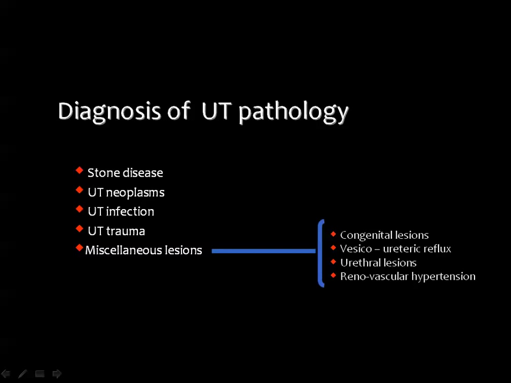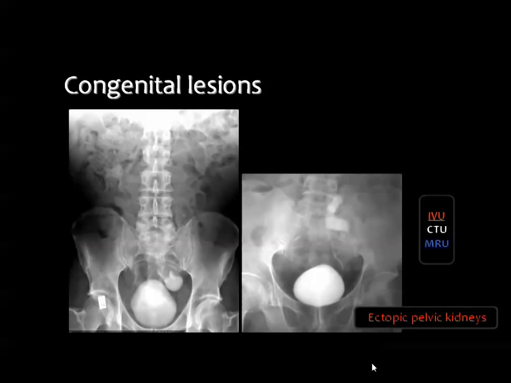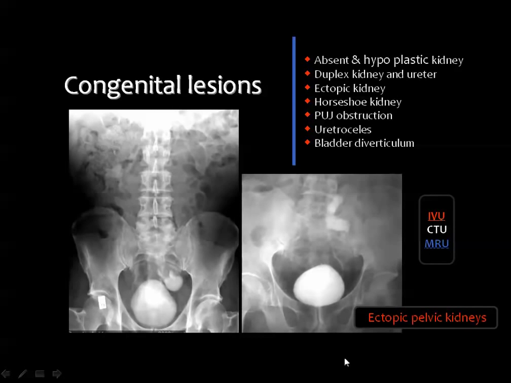Then we come to the miscellaneous conditions, starting with the congenital lesions. And whenever you are suspecting congenital pathology, the best way for evaluation is the IVU. And the IVU, as you know, requires injection of contrast media, and these are the possibilities: absent or hypoplastic kidney, duplex kidney and ureter, ectopic kidney, horseshoe kidney, pelvic-ureteric junction obstruction, ureteroceles, and vesical diverticulum.